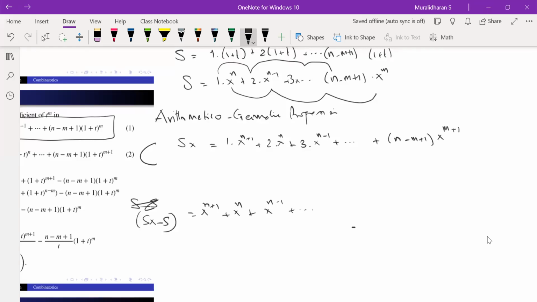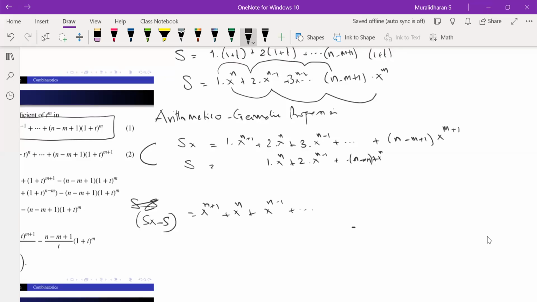So here I have 3x power n minus 2. So if I multiply by x, I will get 3x power n minus 1. My x is 1 into x power n plus 2 into x power n minus 1 and so on. And the last one, x power m, was n minus m plus 1 into x power m.